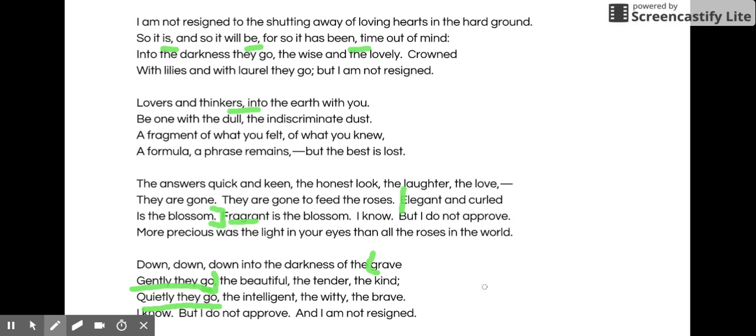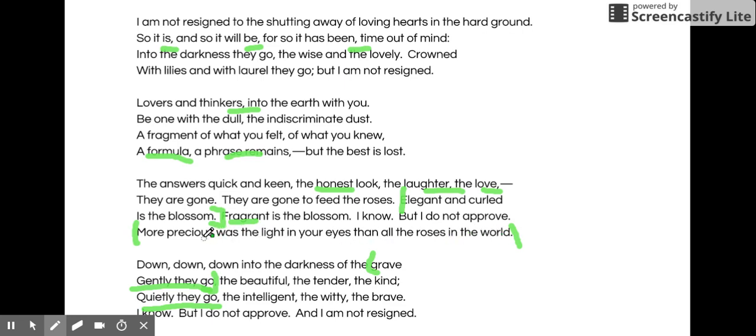Okay. Nominal stresses. If you notice, there are a lot of parts in this poem where it's just nouns, phrases. Honest look, she does this a lot in this poem. Honest look, laughter, love, and more precious. I love that. The light in your eyes. Actually, let's look at this whole line. More precious was the light in your eyes than all the roses in the world.